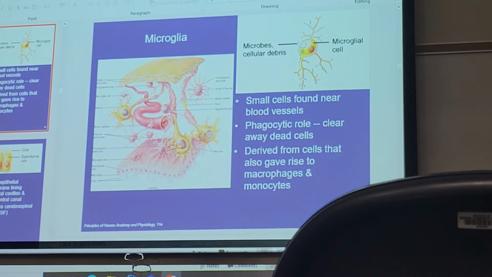But a lot of times, and I want you to realize, once the cells are damaged, these microglia will actually try to clean it up. They're the good guys, somewhat. Anything that's debris, that's not supposed to be there, they're trying to clean it up and get rid of it. So they work with white blood cells in that sense.